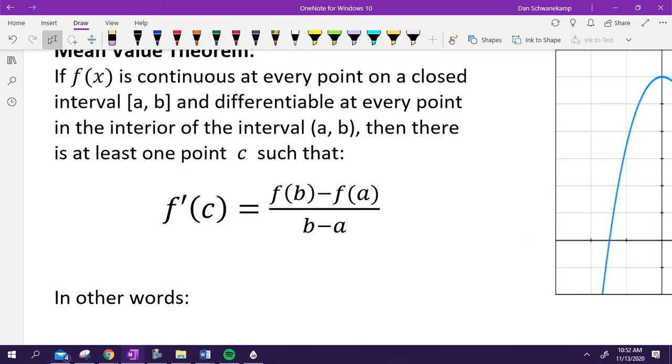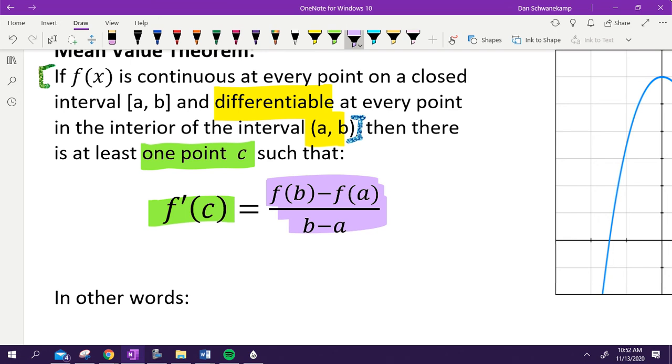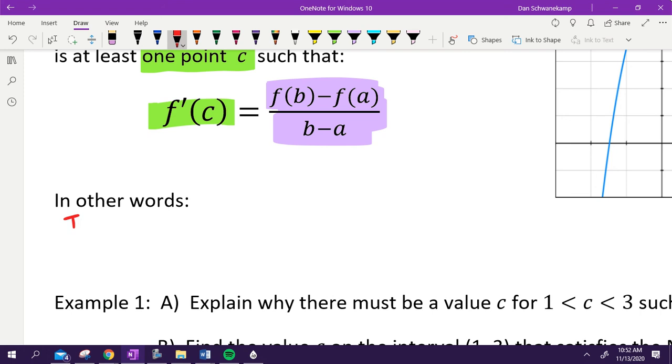Let's read the definition again. It says if f is continuous at every point on a closed interval and differentiable at every point on the interior interval. So all of this, it gets a little complex. All you really need to get out of that is you are differentiable on an interval. If you are differentiable on an interval, then there's at least some point C. Okay, so there's at least some time where this is true, that the instantaneous rate of change, that the derivative is going to be equal to the average rate of change.